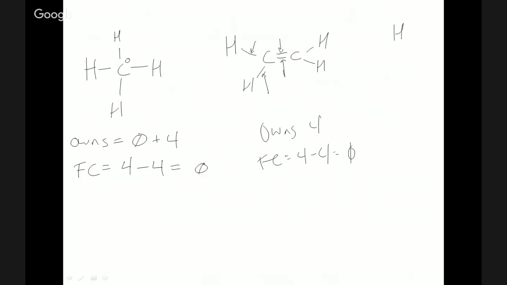Let's look at a carbocation, we call it. Cations are positive. And if that's the molecule right there, we have to assign a charge. So now we have a charge, so let's count it up. The owned electrons are lone pairs.